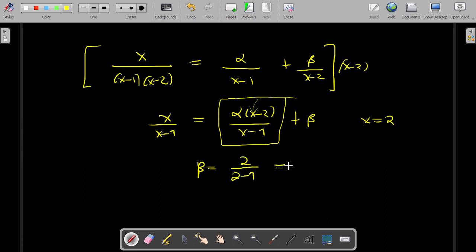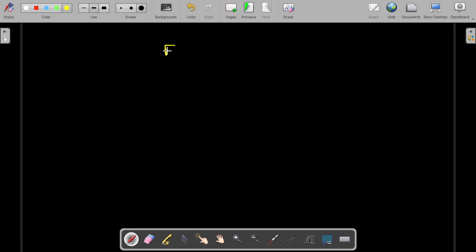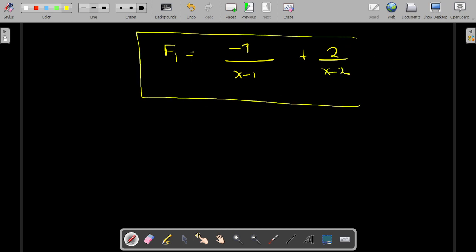Now this is going to be equal to 2 minus 1, which is 1, so beta is going to be equal to 2. And so we can rewrite our rational fraction, which is f1. It is going to be equal to, now alpha is minus 1, divided by x minus 1, and then plus 2 divided by x minus 2, like so.